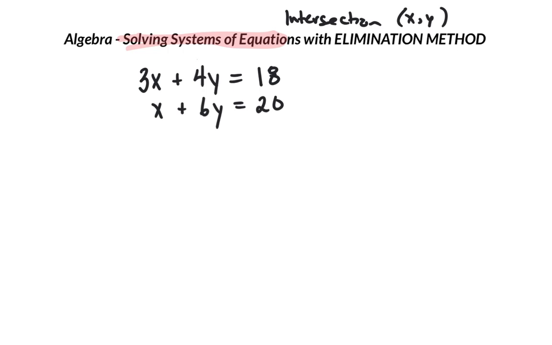I'm going to take this second equation and multiply it by 3. The top equation I'm not going to change at all. It's going to be 3x plus 4y equals 18. But this second equation, I'm going to multiply each piece of it by 3.